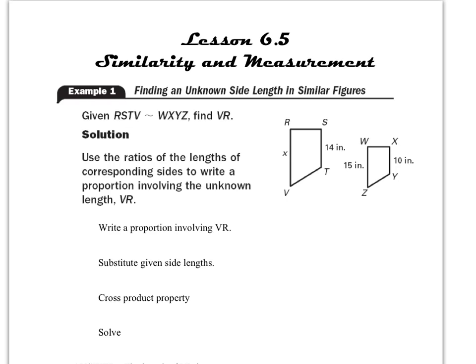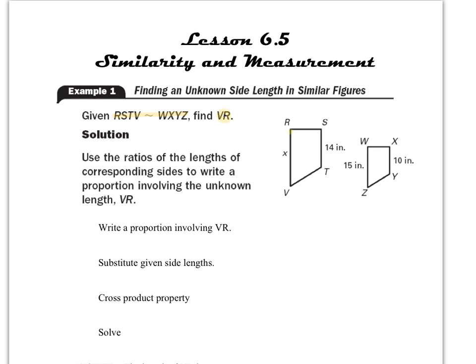All right, so in the last lesson, we talked about similar figures and we looked at the properties of similar figures. And today, we're going to use those properties to help us solve for missing side lengths. So if you look at example 1 here, it tells us that given that RSTV is similar, that's what that squiggle line means, to WXYZ, it wants us to find VR.